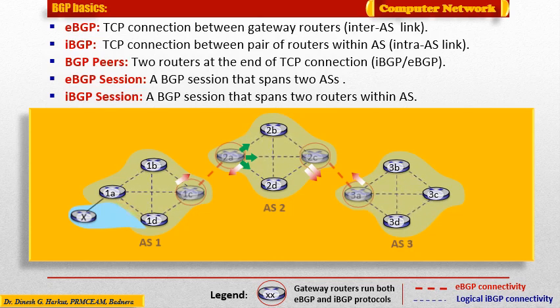For each TCP connection, the two routers at the ends of the connection are called BGP peers. Any two routers at the ends of a TCP connection, whether it is iBGP or eBGP, are BGP peers. Here 1A and 1C, and 1C and 1B are BGP peers. Similarly, 1C and 2A are BGP peers. Similarly, 2C and 3A are BGP peers. 3A and 3B are BGP peers, and 3B and 3C. Likewise, each pair of routers connected over either iBGP or eBGP is termed BGP peers.